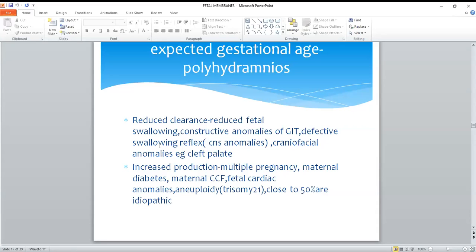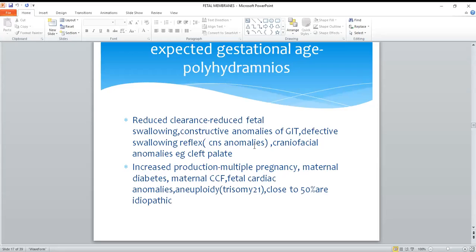Another one is a defective swallowing reflex. This can be brought about by CNS anomalies. You will come to learn the swallowing reflex later in the year. When you have a CNS anomaly, because the swallowing reflex is mediated by the central nervous system, it means basically you're not swallowing properly.